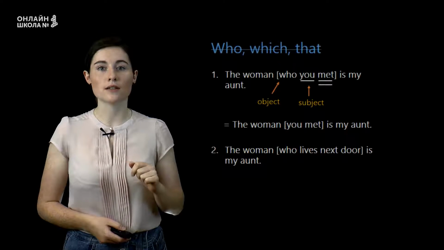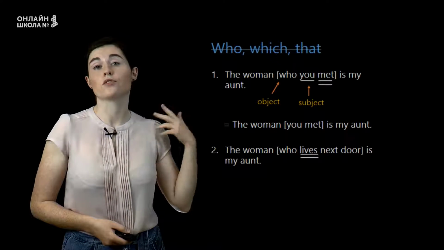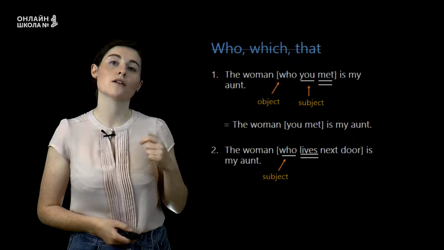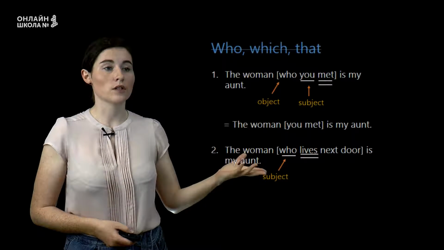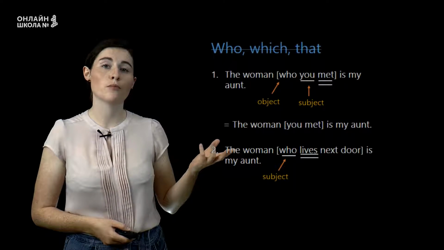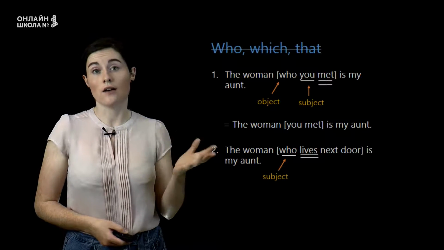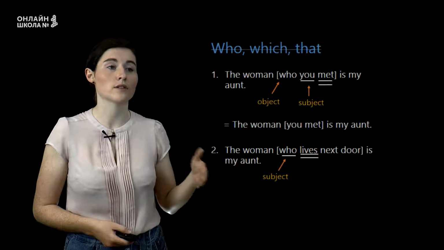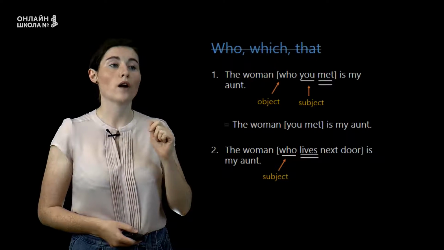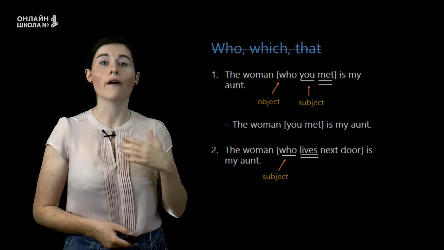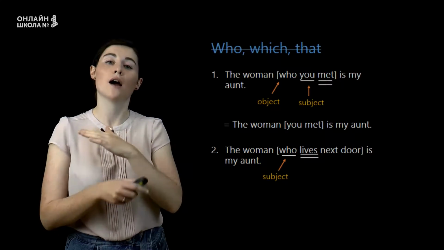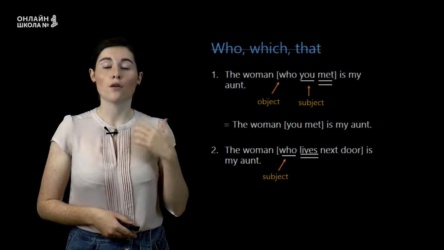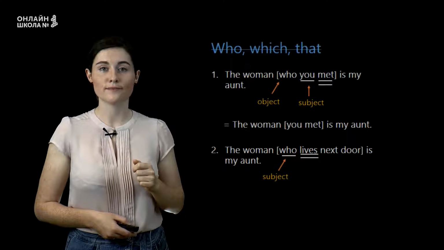And now let's look at the second sentence. Lives, here a predicate, and who is a subject of a sentence. То есть в данном случае who является подлежащим в предложении, а имя подлежащее это главная часть предложения, и, соответственно, мы не можем от нее никак избавиться. So, in the sentences where who, which, and that are objects of a sentence, we can omit them. For example, the woman you met is my aunt. No relative pronoun in this sentence.